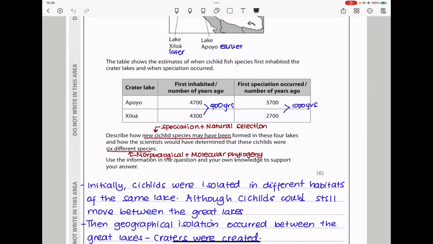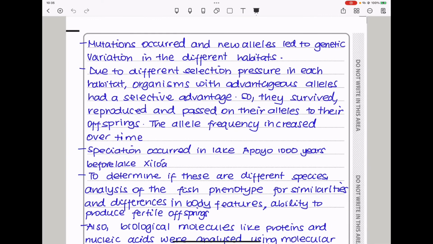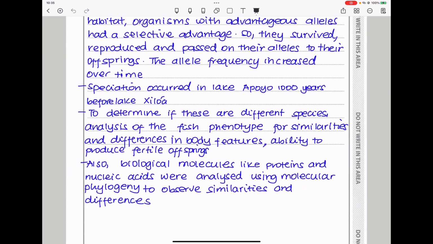Now, the last question was, how were these species determined? How did scientists find out that these were different species? Of course, this is going to be either looking at them physically, which is morphological, as well as carrying out molecular phylogeny, or examining their DNA. So here I said, to determine if these species are different, analysis of the fish phenotype for similarities and differences in body features and the ability to produce fertile offspring. Also, biological molecules like proteins and nucleic acids were analyzed using molecular phylogeny to observe similarities as well as differences in order to make conclusions on whether they are the same species or they have evolved to become different species.